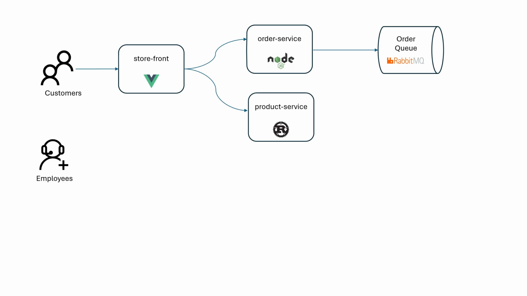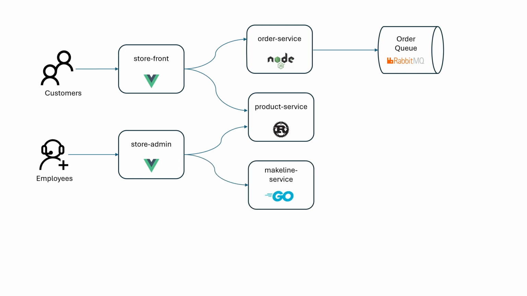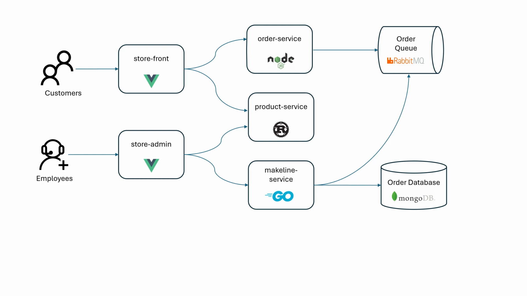From there, we have employees who can perform administrative tasks from the store admin site. The employee manages the product catalog, and so this site is also connected to the product service. The employee also needs to be able to process orders. And so here we have a service called the MakeLine service where it actually retrieves orders from the message queue and saves the order to a persistent database, in this case, MongoDB.